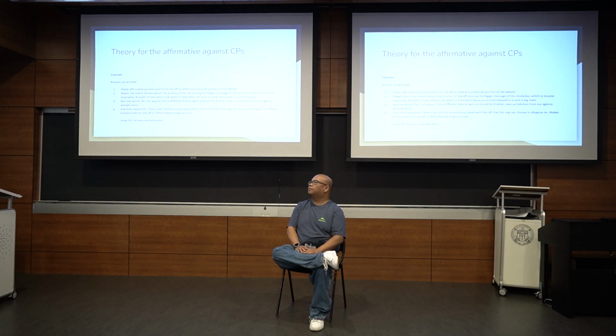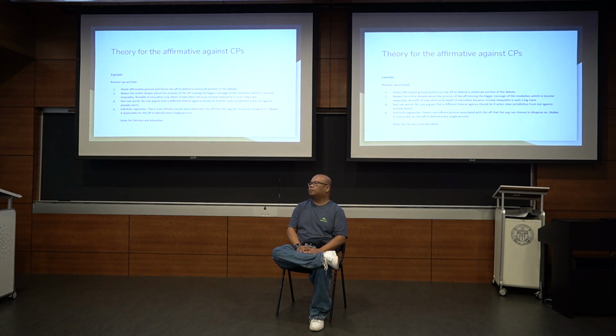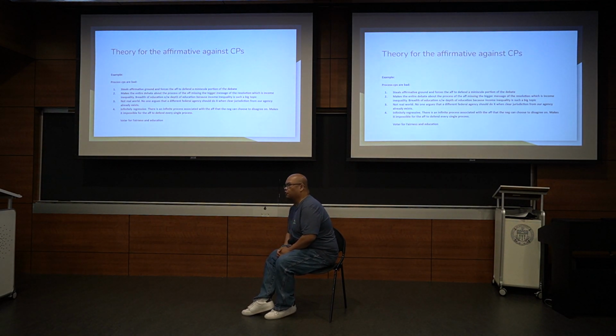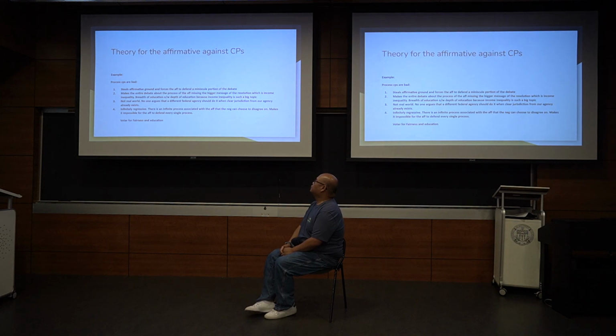So here's an example. Which one is this? Process counterplans are cheating. I just named them and wrote down the numbers next to it. I said it steals affirmative ground, versus the affirmative having to defend a minuscule portion of the debate instead of the entirety of the debate.